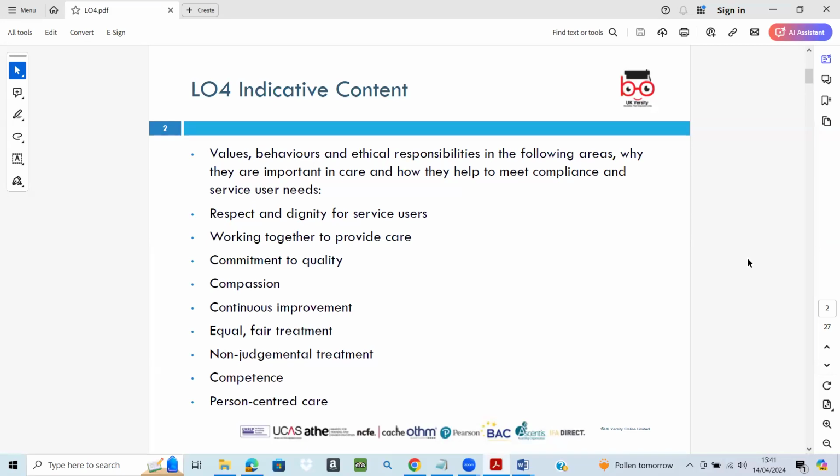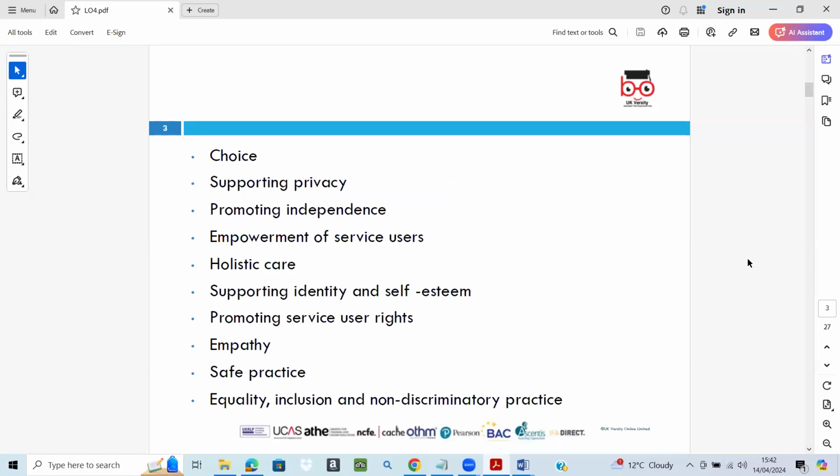So, in that, we can see that each of these areas plays a significant role in not only providing high quality care, but also meeting legal and ethical standards. And they ensure that we, as care providers, are aligned with the best practices and regulatory frameworks, all while deeply respecting and enhancing the lives of those we serve. This is about this slide.